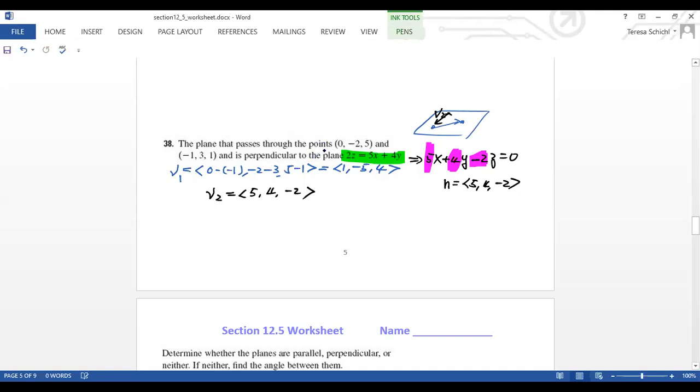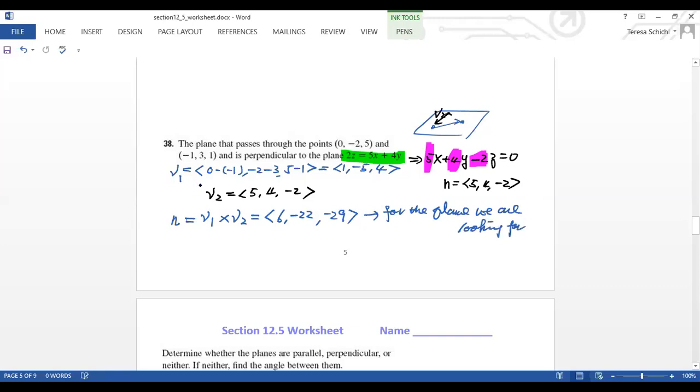So in order to find this plane, I need to have a normal vector. So how do I find the normal vector here? The normal vector will be V1 cross V2. So you use the cross product, and then you can find the normal vector. This is 6, negative 22, and negative 29. So this is the normal vector for the plane we are looking for, right? So this is the plane.